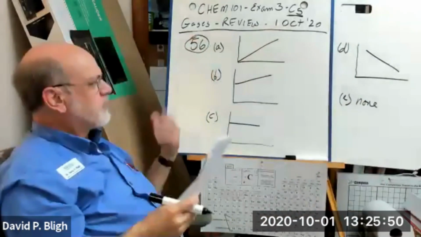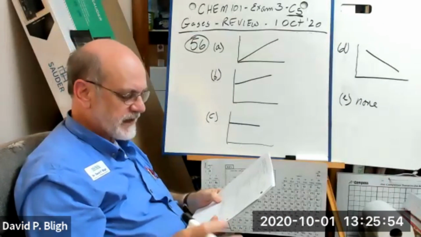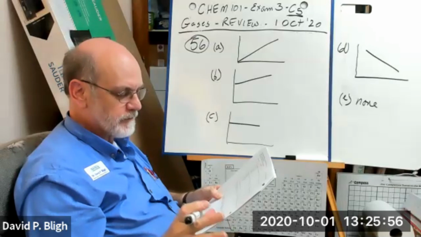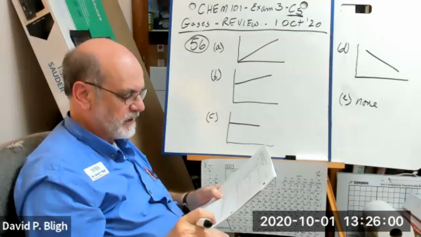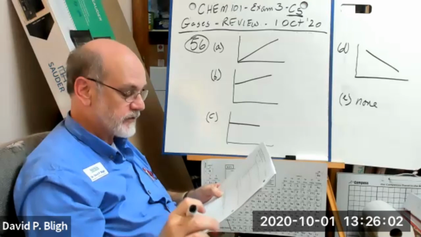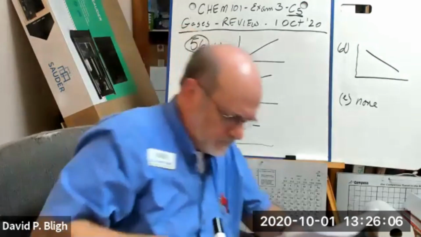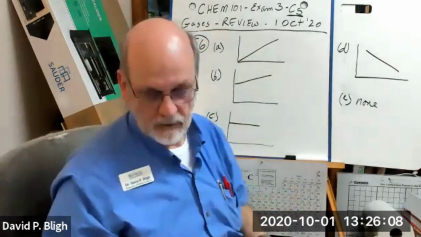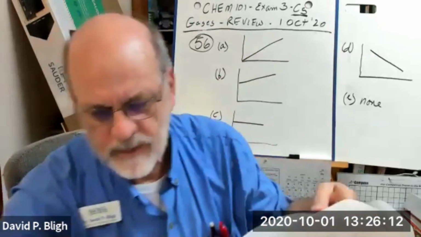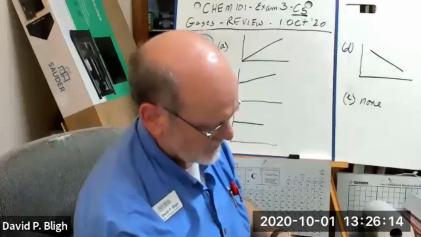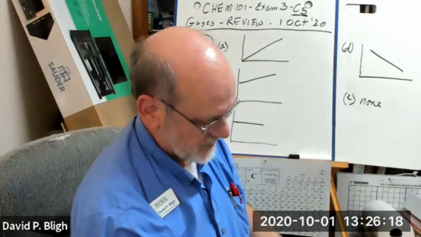Okay, so what's the question? Which of the following is the best qualitative graph of pressure versus molar mass of a 1 gram sample of different gases at constant volume and temperature? This might take some explanation. I want to be consistent with this explanation.